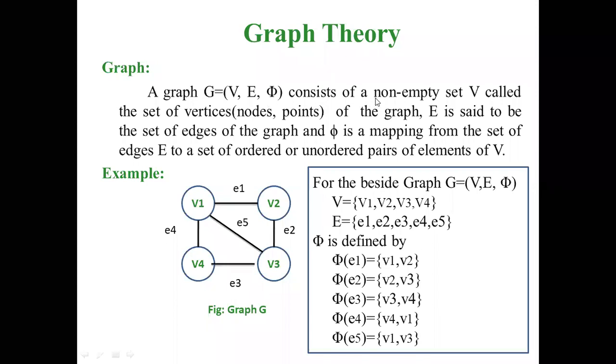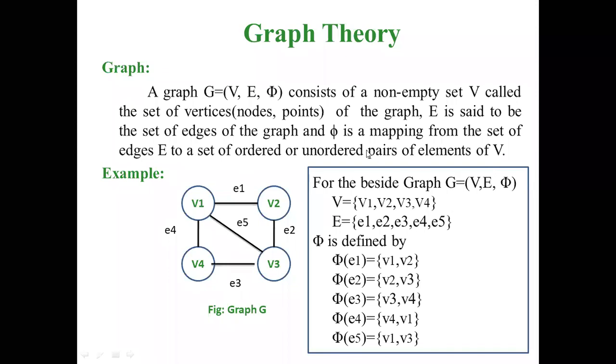consists of a non-empty set V, called the set of vertices, nodes or points of the graph. E is said to be the set of edges of the graph, and phi is a mapping from the set of edges to a set of ordered or unordered pairs of elements of V.